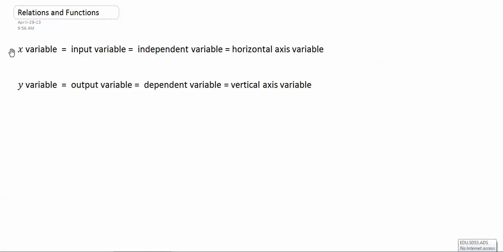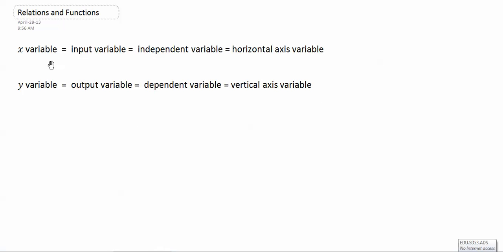So this top line here: x variable, input variable, independent variable, horizontal axis variable. These are all synonyms. They all mean or refer to the same thing, and we can use them interchangeably. The same is true for this line here: y variable, output variable, dependent variable, vertical axis variable. These are all referring to the same thing, and we can use them interchangeably.